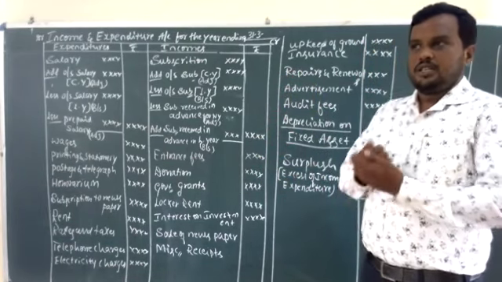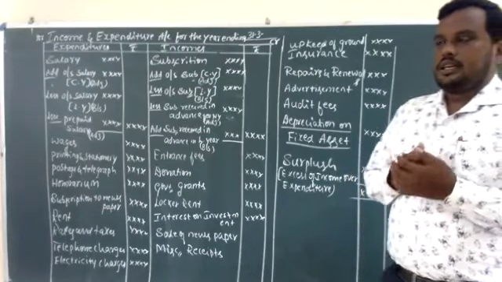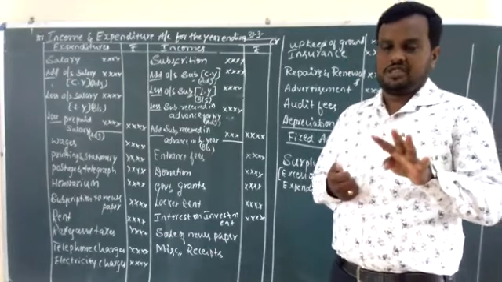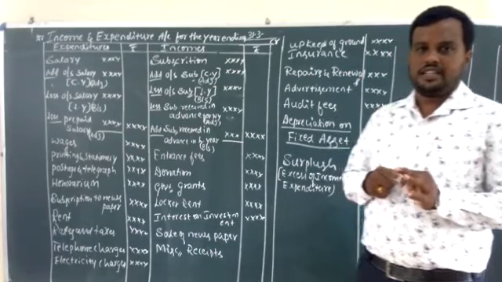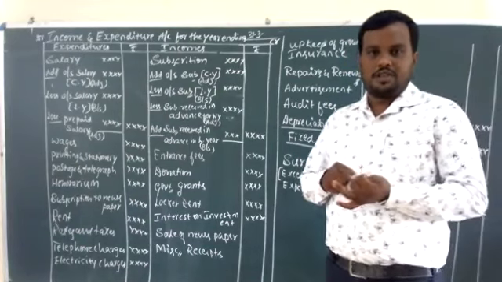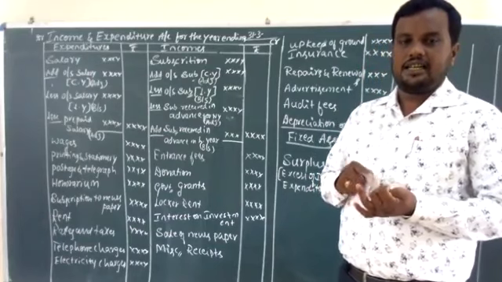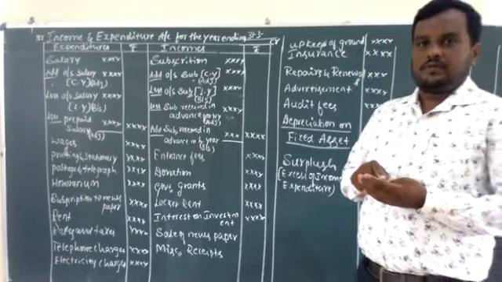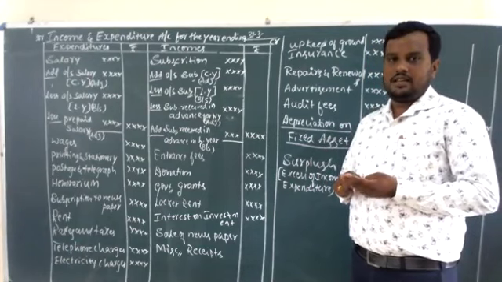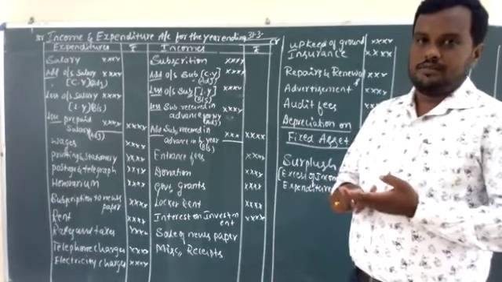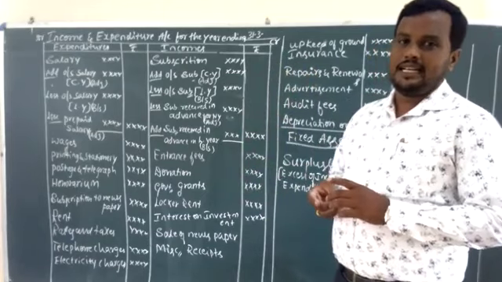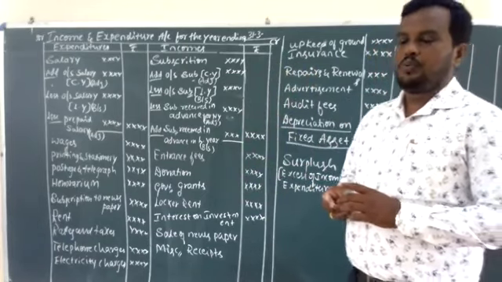So see, in the problem, they have given three pieces of information: last year's balance sheet, that is called the opening balance sheet, the receipts and payments account of the current year, and adjustments of the current year. With the help of these three items, we have to prepare the income and expenditure account for the current year of the NPO. So how to prepare, sir?